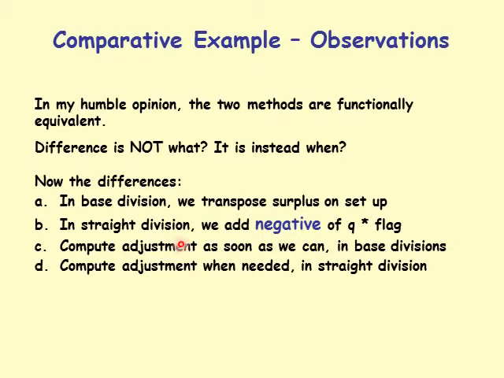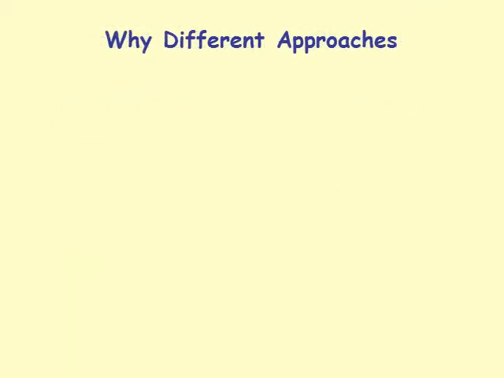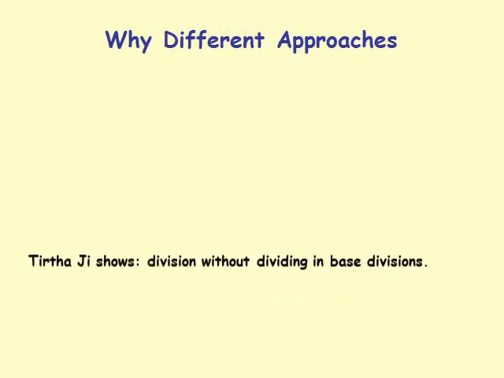We compute adjustments as soon as we can in the base divisions. As soon as we know a Q digit, we compute the adjustments. Okay, and we compute adjustments when needed in straight division. In straight division, we would use the adjustments when we need them. Let's see why there are different approaches.